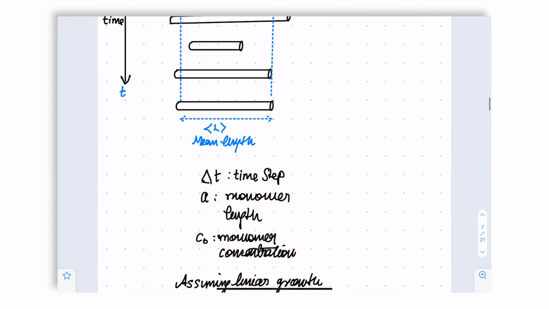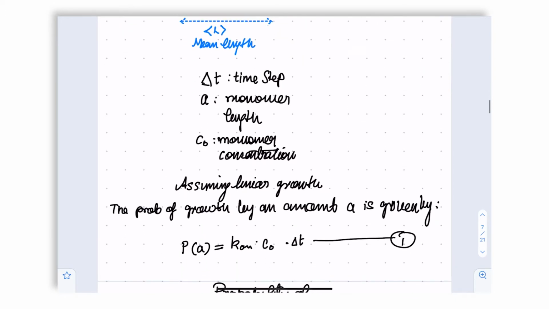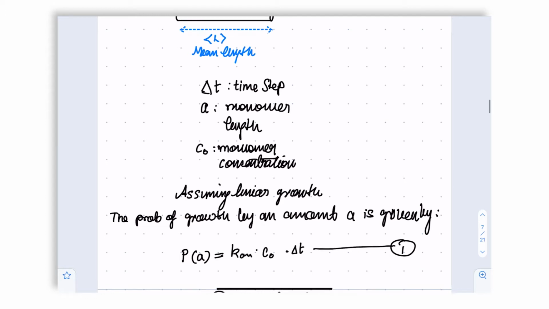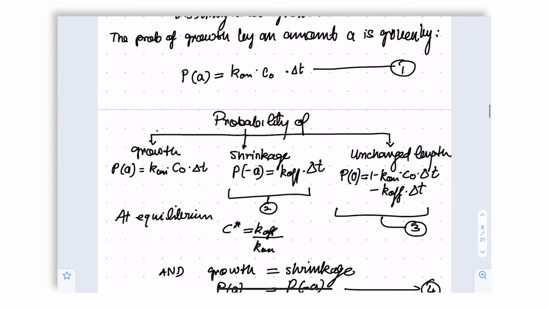by coming up with some arithmetic to make sense of it. So then delta t becomes the time step, a is the monomer length, c naught is the monomer concentration, and L averaged is the average length. Assuming that the growth is linear, there's no branching, the probability of growth by an amount a is given by, obviously, the presence of concentration is required, the on rate per micromolar per second, and time. So the left hand side is the probability of growth, and the right hand side is that value in terms of typical on rates, concentration, and time intervals.